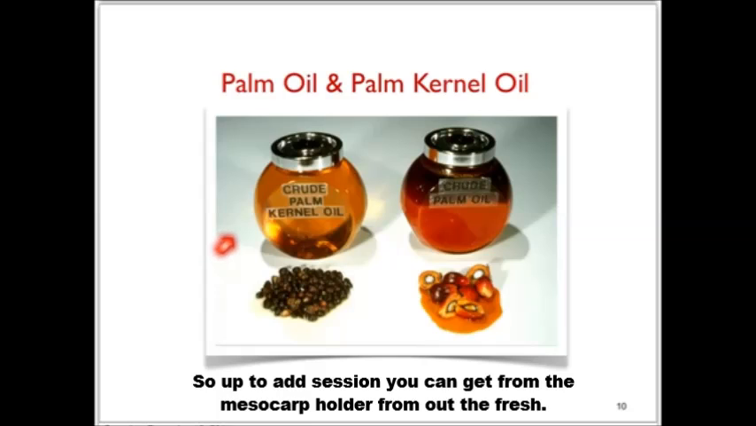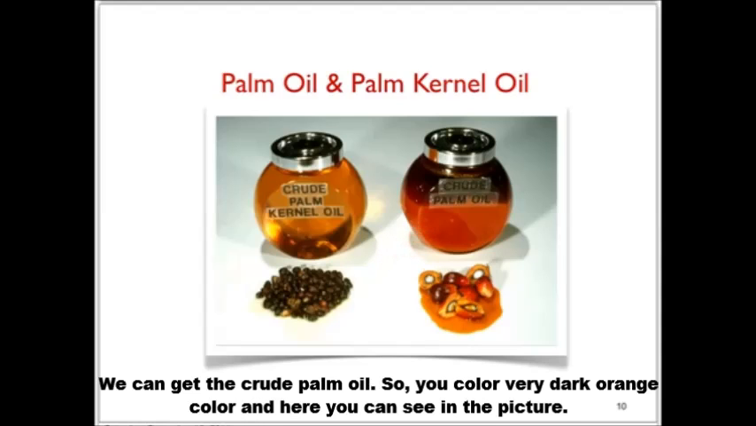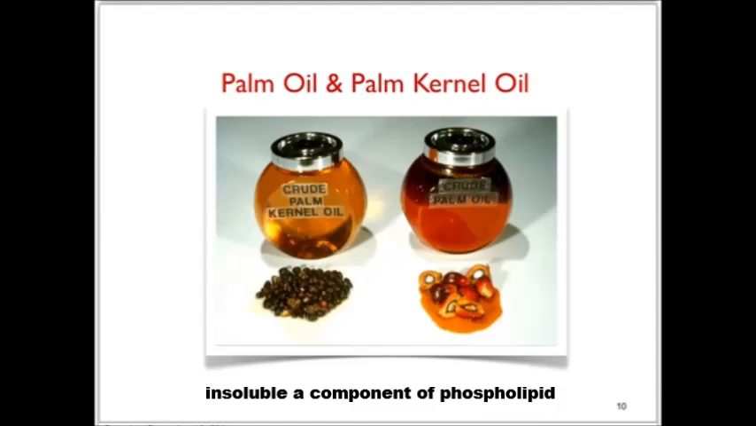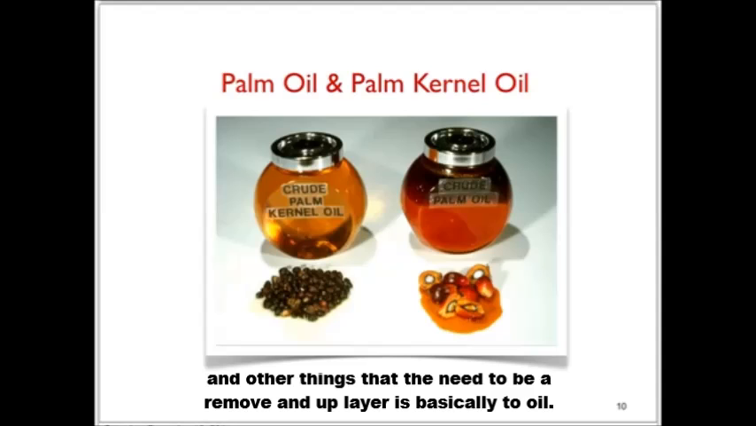So after the extraction, we can get from the mesocarp, or from the outer flesh, the crude palm oil. The color is a very dark orange, and here you can see in this picture the oil has actually separated into two layers. The bottom layer contains a lot of insoluble components or phospholipids and other things that need to be removed.